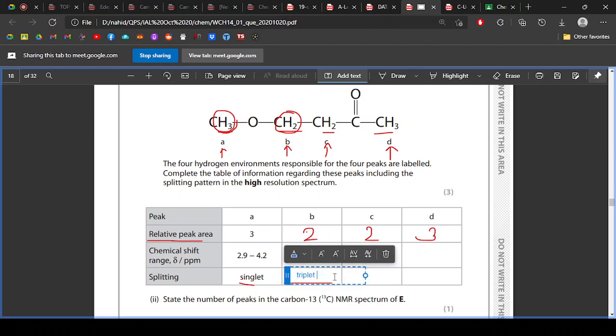For C, I guess it will be triplet as well. Yes, it will be triplet. And for D, it's singlet. Yes, singlet. That's it.